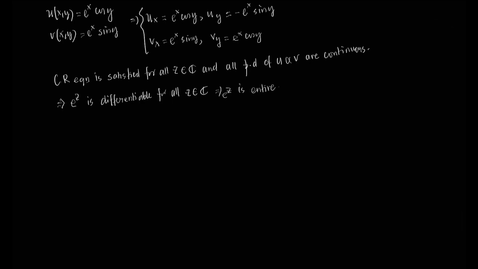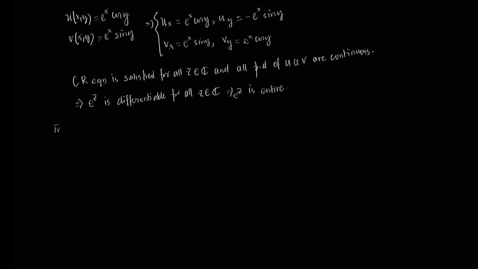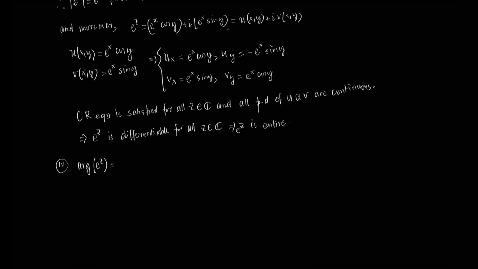So that is that. Now another small thing which I want to do is find out another property of the exponential function. Let's look at the fourth property. The fourth property is what is the argument of e power z. This is very, very important. We should know what is the argument of e power z. E power z is exponential x cosine y plus i exponential x sine y.